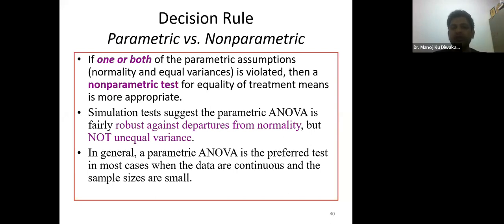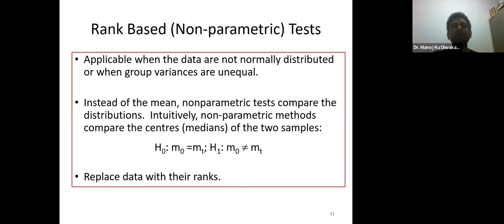The simulation test suggests that parametric ANOVA is fairly robust against departure from normality, but not against unequal variance. So if your data is not normally distributed, you can still go for the ANOVA. But if the variance is unequal, then you cannot use the parametric method. In general, the parametric ANOVA is the preferred test in most cases where the data is continuous and the sample size is small. Rank based, and that is the non-parametric.